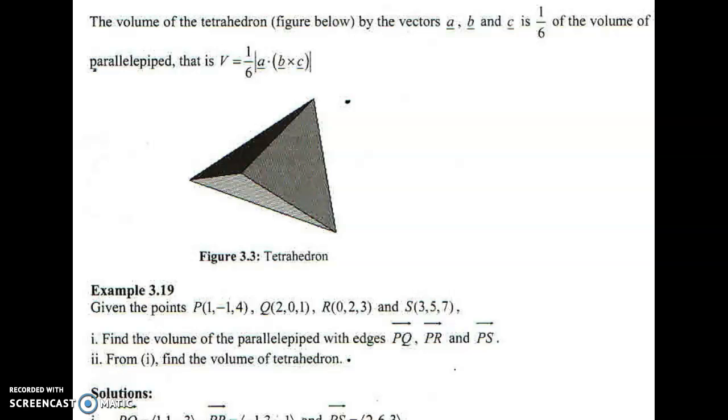So by using that logic, to obtain the volume of a tetrahedron, we are just going to divide the volume of the parallel pipe by 6. So you'll get the volume of the tetrahedron. That is how you calculate it.